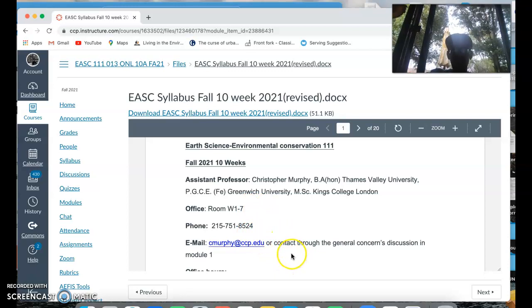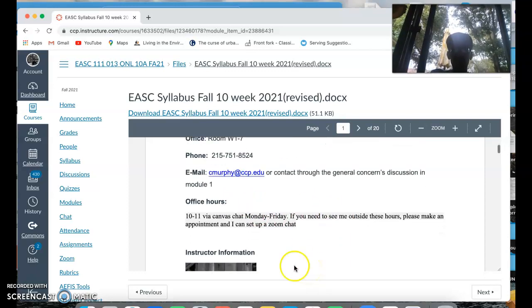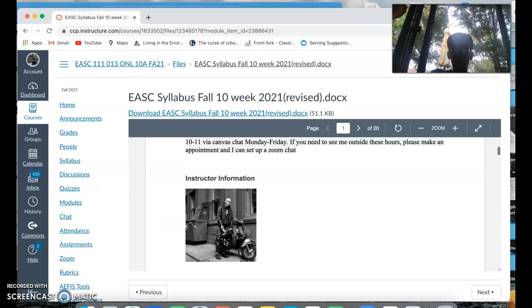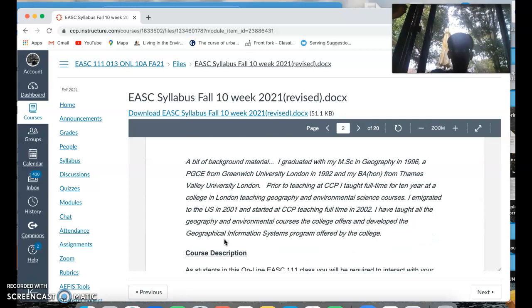This is my phone number again. The easiest way to contact me, however, is via email. And this is my email. And for my office hours, what you need to do is basically go on to chat at the side, and I will be on, and I can answer any questions or concerns that you have. Okay, so there's a little bit of background to me, which you could read at your leisure.